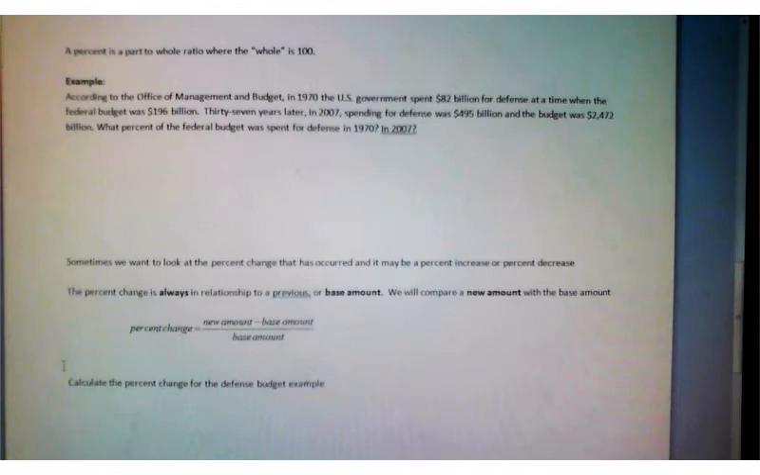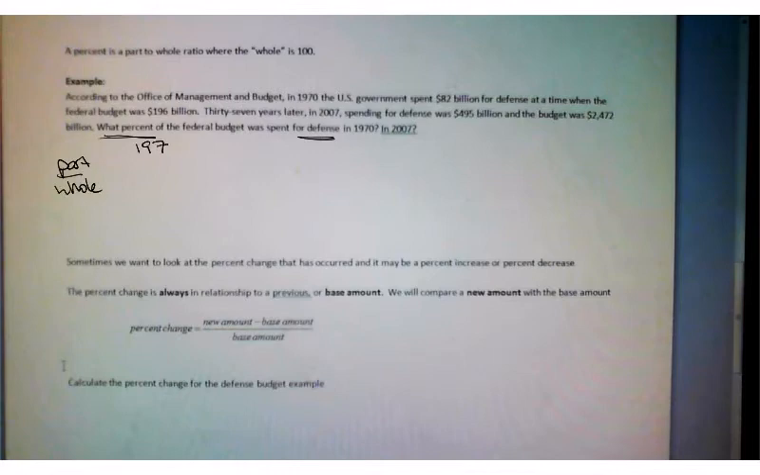We're asked to find a percent, okay? There's a lot of information in this problem. One of the best things to do in a word problem is to look at what the question is. The question is what percent? And it's the percent spent for defense. So the idea of a percent is that it is a part to whole ratio.